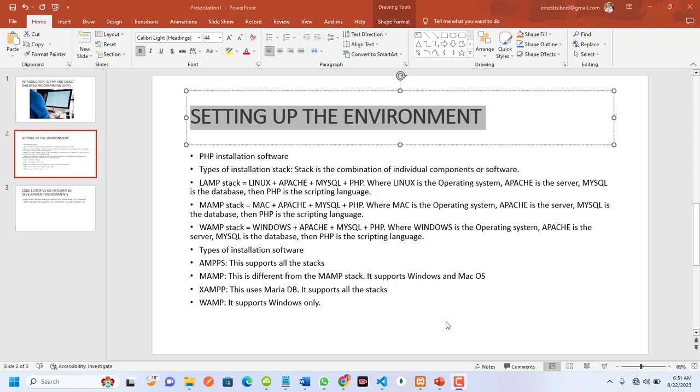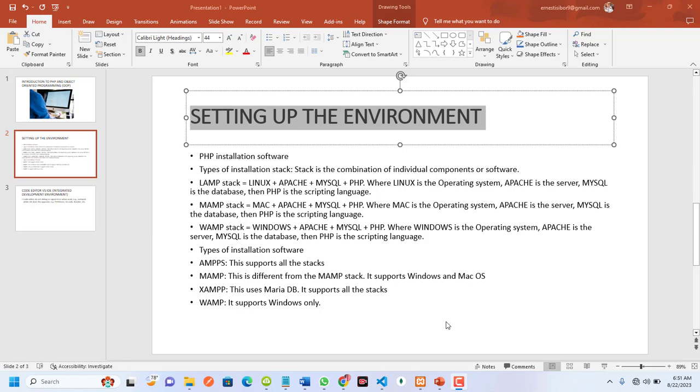So let's talk about the second stack, which is the MAMP stack. M there stands for Mac, A stands for Apache, M stands for MySQL, P stands for PHP. Mac is the operating system, Apache is the server, MySQL is the database, and PHP is the scripting language. So if you are running on a Mac operating system and you are working on PHP, it means you are on the MAMP stack.